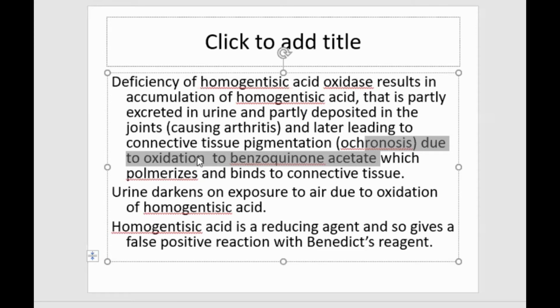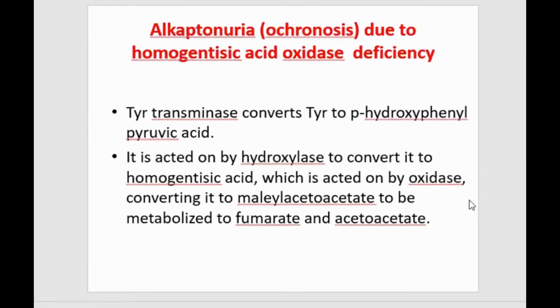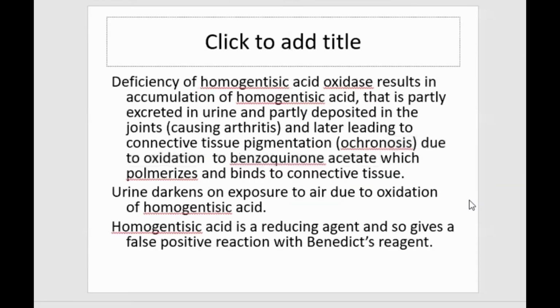deposition in the joints. Urine darkens on exposure to air due to oxidation of homogentisic acid. Homogentisic acid is a reducing agent and so gives a false positive reaction with Benedict's reagent. So this is alkaptonuria or ochronosis. Here, there are not many neurological symptoms. It's only that urine darkens on exposure to air, and that's why the parents will come with the complaint. It should not be mistaken as diabetes mellitus.